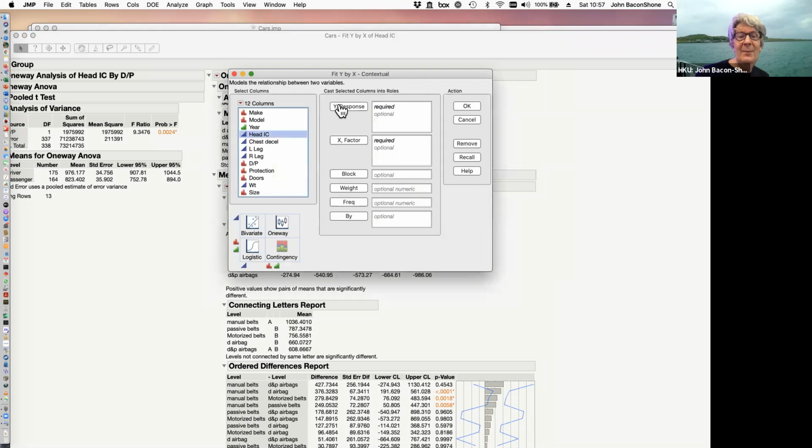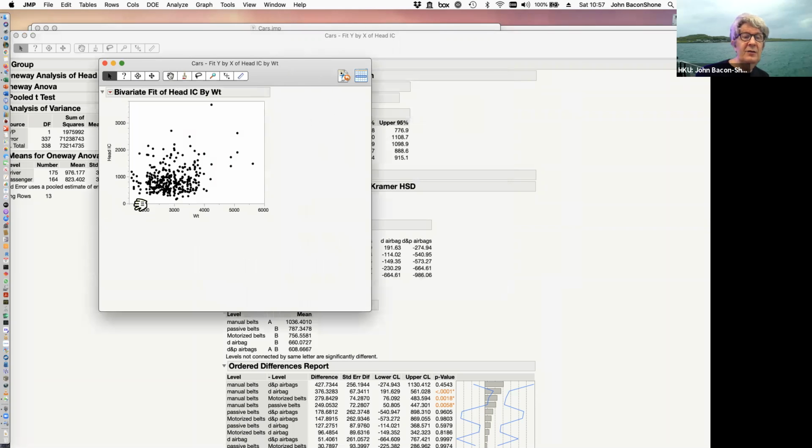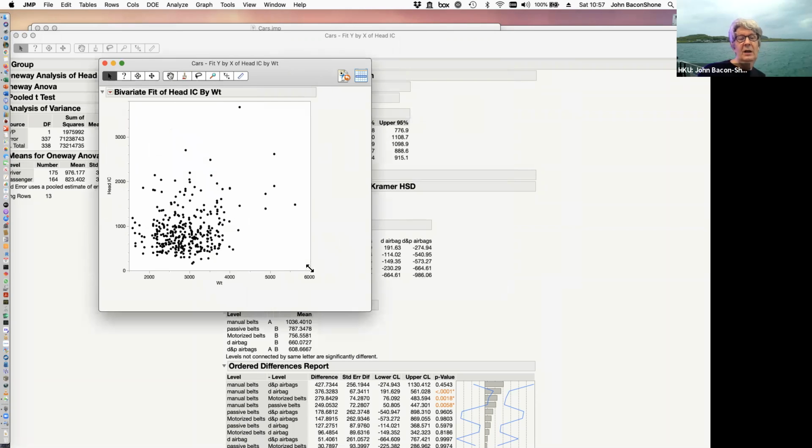How does the head damage depend on the weight of the vehicle? So you can see this doesn't look particularly linear. It doesn't look like a very strong relationship. So one of the issues here is that maybe there's a scale problem.